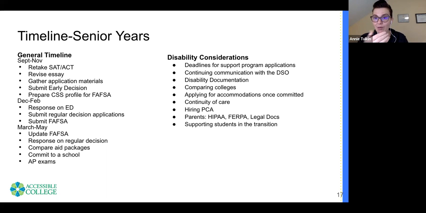But the disability related concerns too, for some of those support programs that are application based, there are deadlines for those.